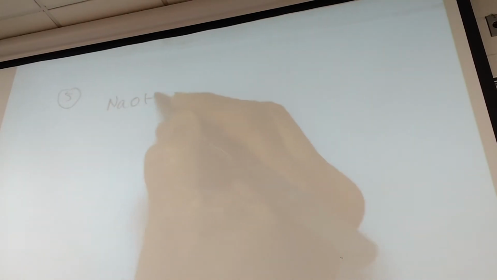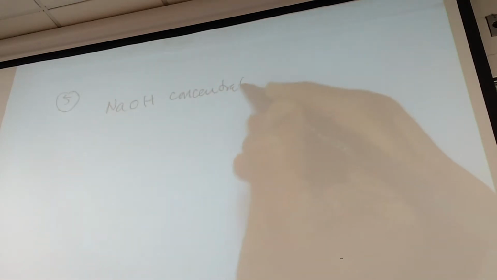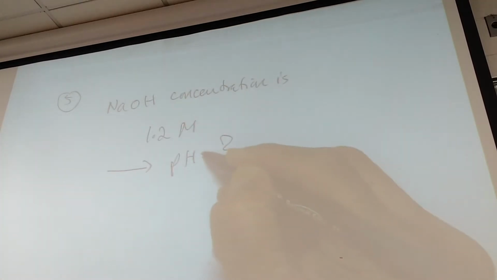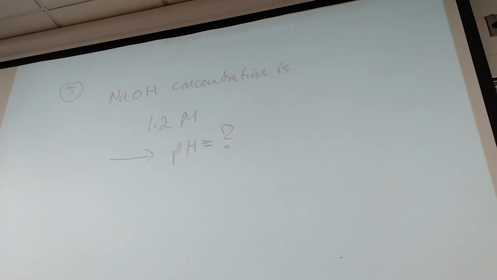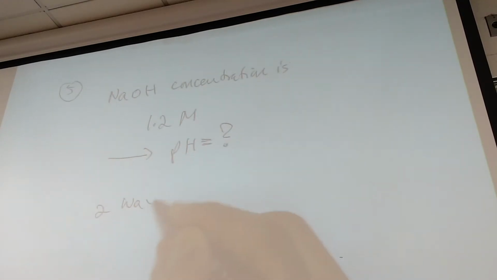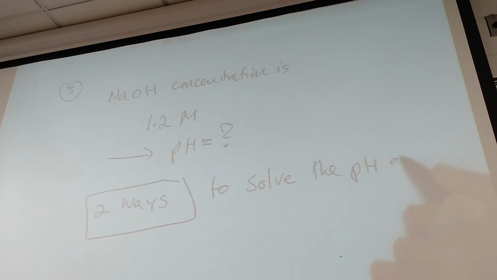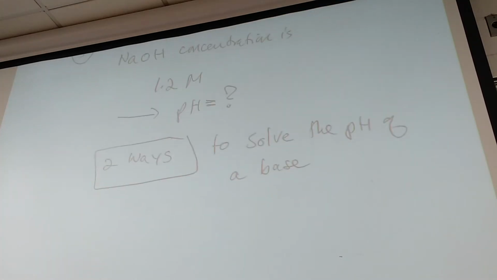Another one. Let's take page number five here. Okay, guys, the sodium hydroxide concentration is 1.2 molar. So what is the pH? Now this is tricky, correct? It's not direct like the pH of the acid, where you get minus 1. There are 2 ways to do it, and you choose whatever you like. 2 ways to solve the pH of a base. What are those ways?